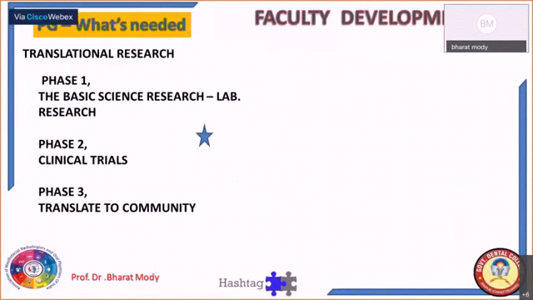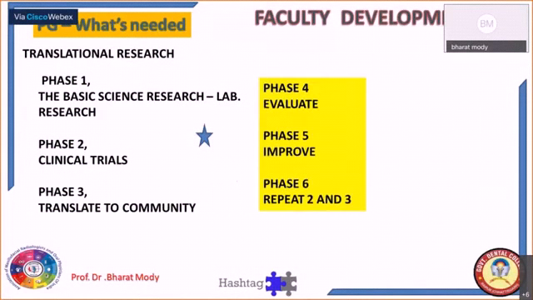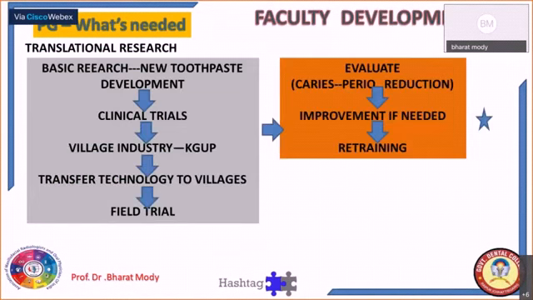research. The steps in translation: first, in your lab you create a research, you create a product, whichever it is. Then you do clinical trials. Then you translate it to the community, and evaluate how well it is working in the community. If it needs improvement, go back to the lab, improve that, and then come back to community based. This is how translation works.